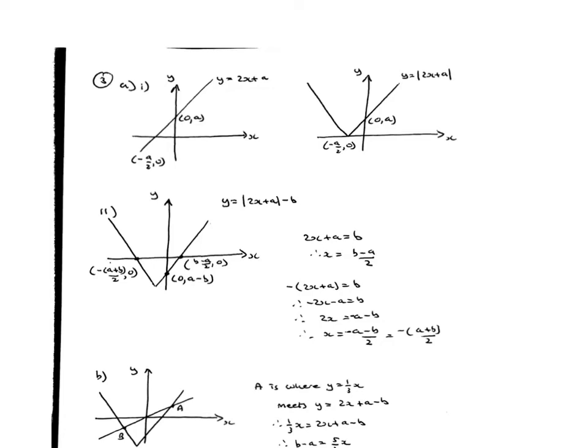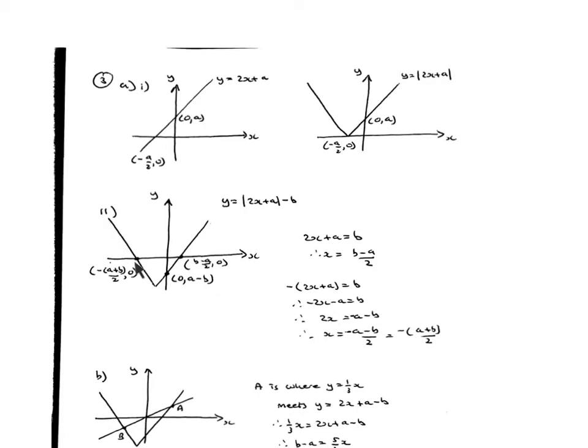Because what I want to make sure is that the whole y expression is 0. So if 2x plus a equals b, b minus b is 0. So 2x plus a equals b. Solve that equation, I get (b minus a) over 2. So that's there. This part of the graph is slightly more complex, not much, but a little bit.